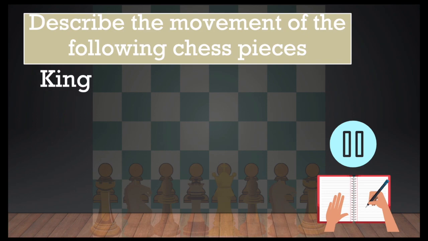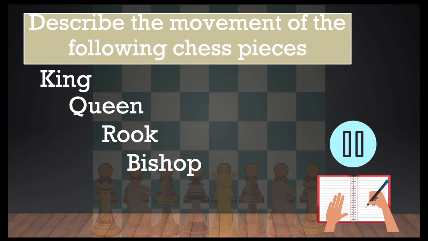Now, I need you to describe the movement of the following chess pieces. Let's have the king, queen, rook, bishop, knight, and pawn. Okay, good luck.